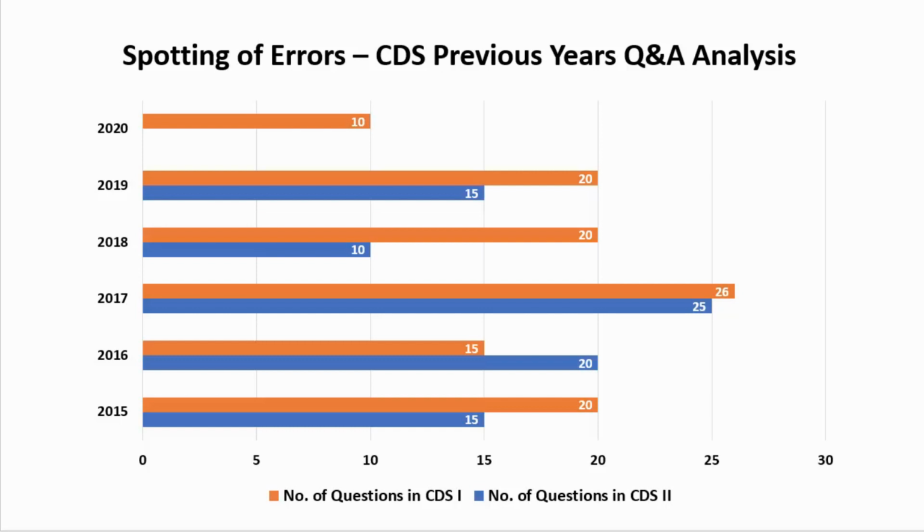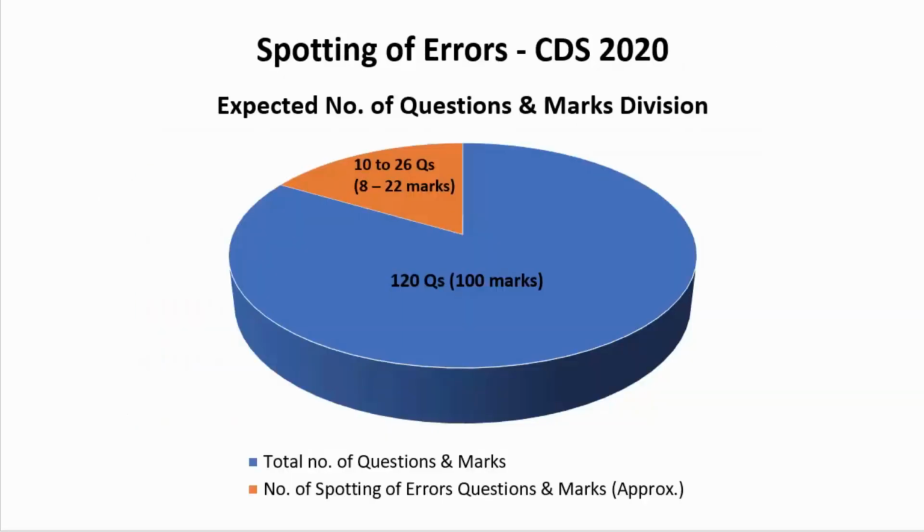So in CDS 1 2020, only about 10 questions came, and you can say that in CDS 1, 2020 was the least number of questions that came from spotting of errors, while the highest number of questions that came from spotting of errors was in 2017, for both CDS 1 and CDS 2, right? So you can expect for your upcoming CDS examination about 10 to 26 questions from spotting of errors, which will bring about 8 to 22 marks.